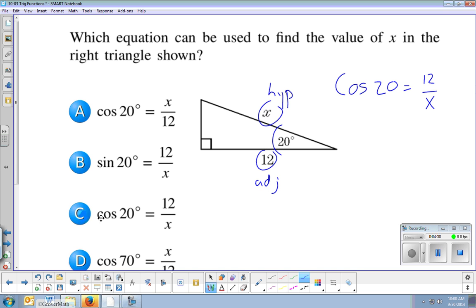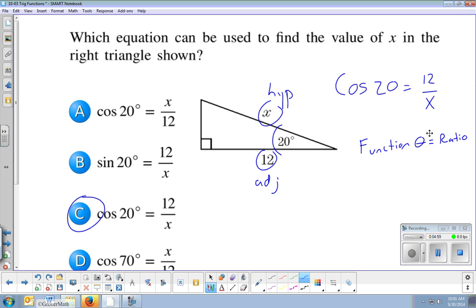And that's what I'm looking for here. Cos 20 equals 12 over x. See, every trig function is set up this way: it's some sort of trig function, then an angle, because it's a function of an angle, like sine of an angle or cosine of an angle, and that equals a ratio. So make sure you write that down.